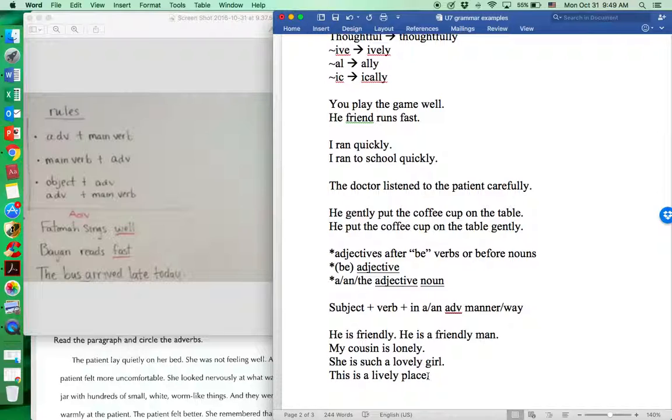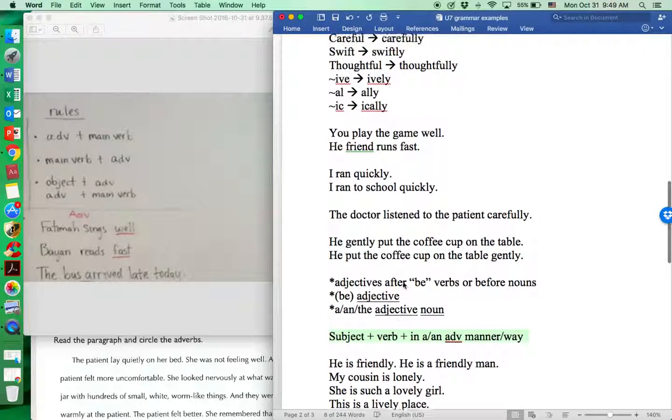This is a lively place. It shows things in a lively way. Not exactly the best thing to say there. But my point being that in a or in an adverb, manner, or way, if you want to describe the verb using one of these ly adjectives.